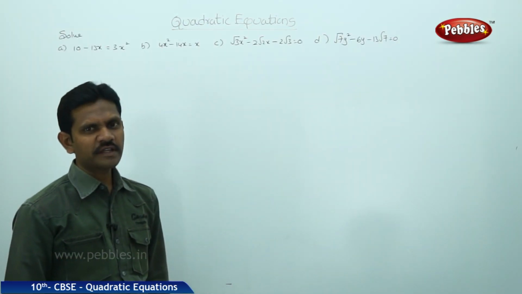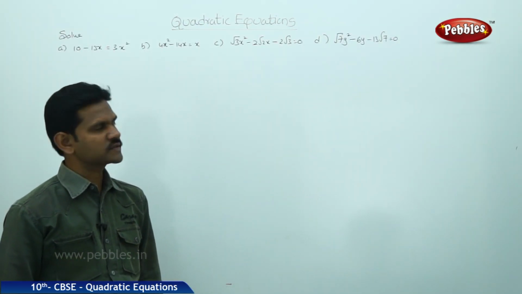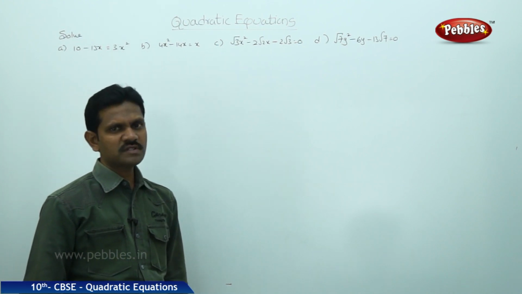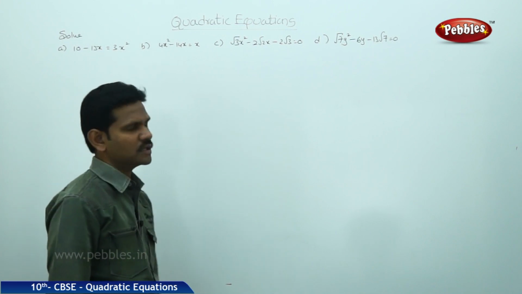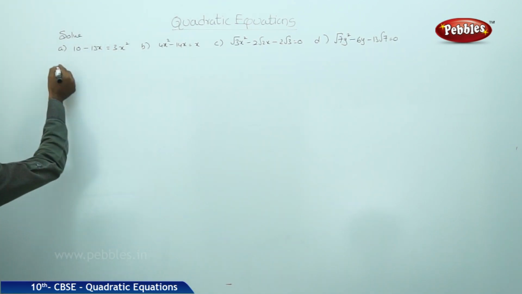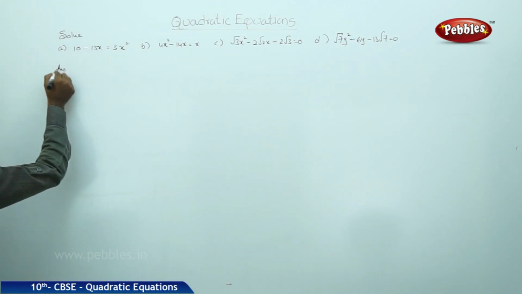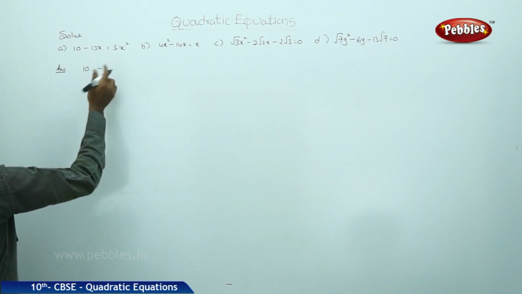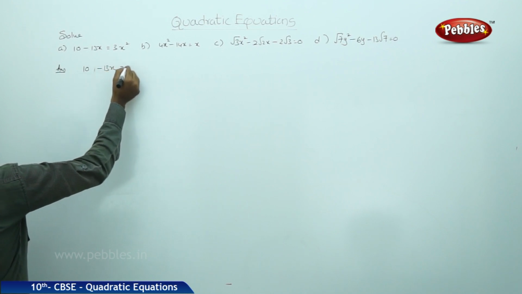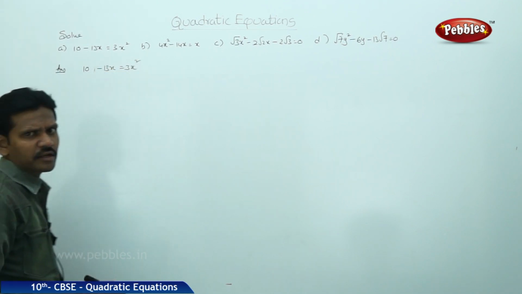Solve the following quadratic equations and find the values of x. Here 4 questions are given. The 4 are different in types. Okay, let us see how to solve. The first one, 10 minus 13x is equal to 3x square, which is in irregular form.